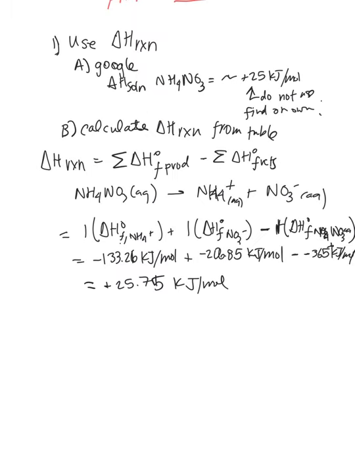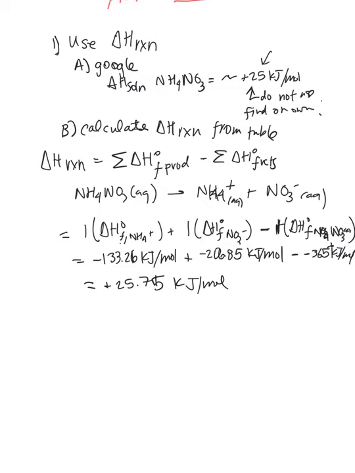Alrighty, so as you continue to progress, you're going to need to check your calculations for delta H reaction against the literature. There are two ways you can go about this. Number one, you can just go to the internet and Google what is the delta H of solution for ammonium nitrate, and you get a value around 25 kilojoules per mole. Again, do not use this value from me. Go find it on your own.